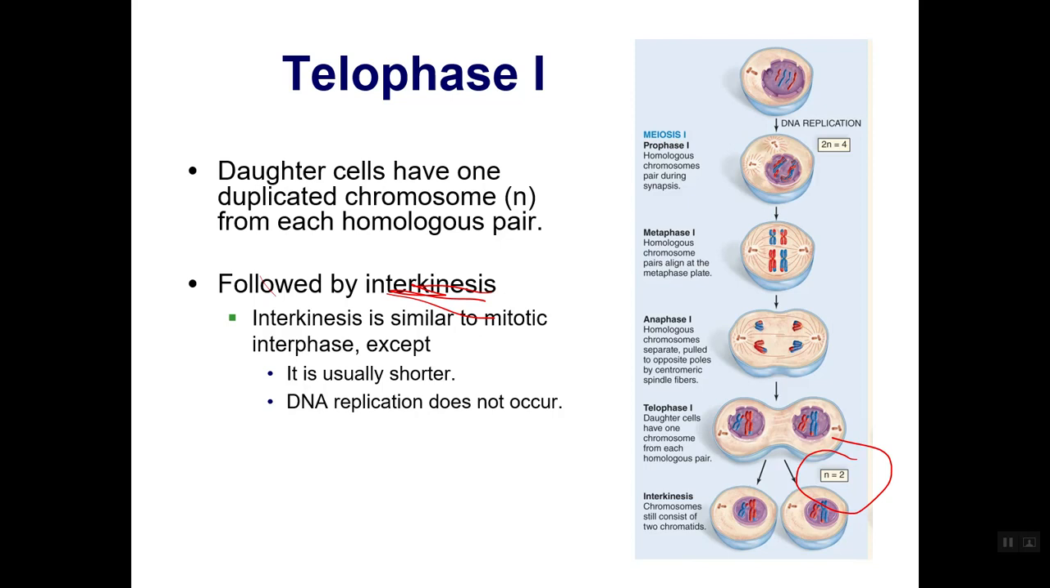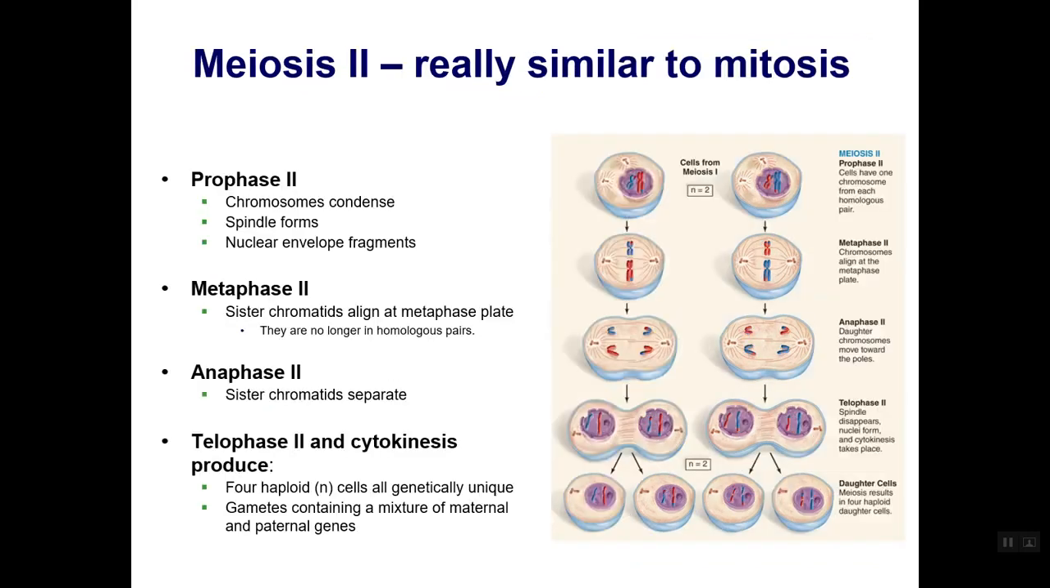It's just like, okay, the cells are just getting ready to do it again, to go on to meiosis 2. Now, meiosis 2 looks really similar, if not, you could say identical, to mitosis. So here are the 2 cells that resulted from meiosis 1. In prophase 2, the chromosomes will condense, a spindle will form, the nuclear envelope will fragment, your centrioles will move to opposite poles of the cell.